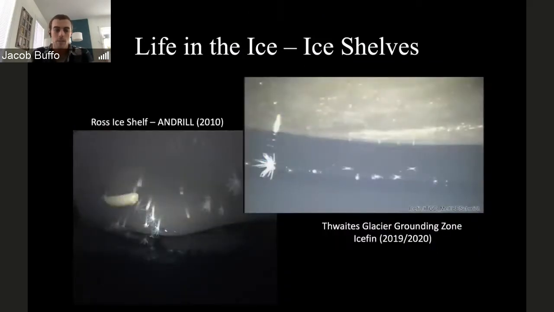Some other systems are underneath ice shelves, and so these are some images of some larger macrofauna underneath ice shelves. On the left side is beneath the Ross Ice Shelf, which is near the front of the ice shelf, so this is going to have more interactions with the open ocean. And then on the right side, a more local one, is Brittany and crew a few years ago, who were down in Antarctica and saw similar things underneath Thwaites near the grounding zone.